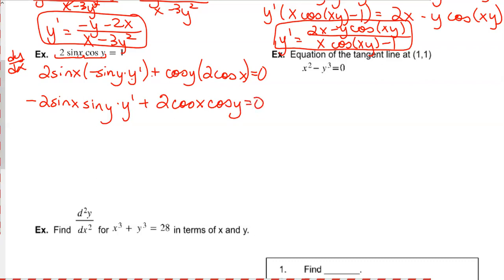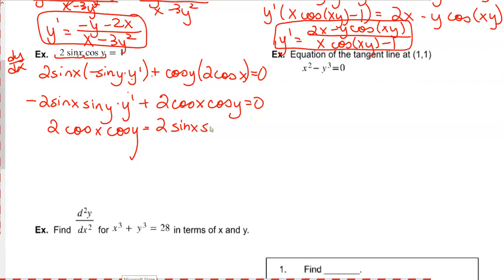Okay, so we got to get y prime by itself, which is in this term. I'm going to think about adding that term over. Since it's negative, I'm going to add that 2 sine x sine y, y prime over. So what I get is 2 cosine of x cosine of y equals 2 sine of x sine of y times y prime.